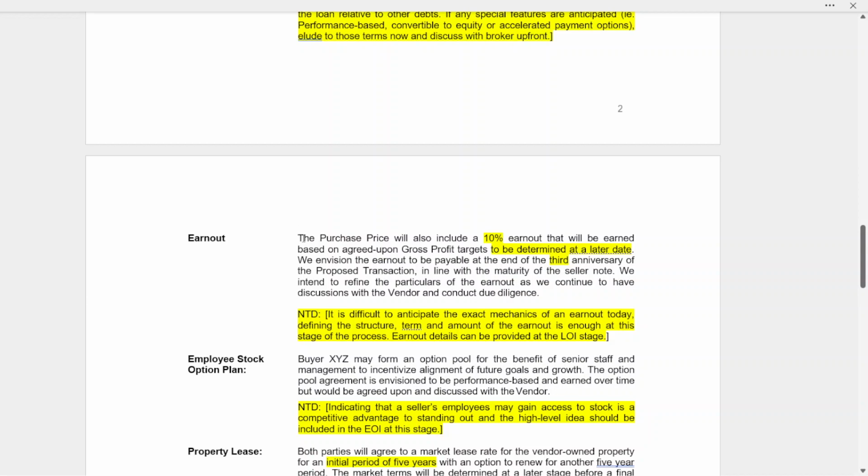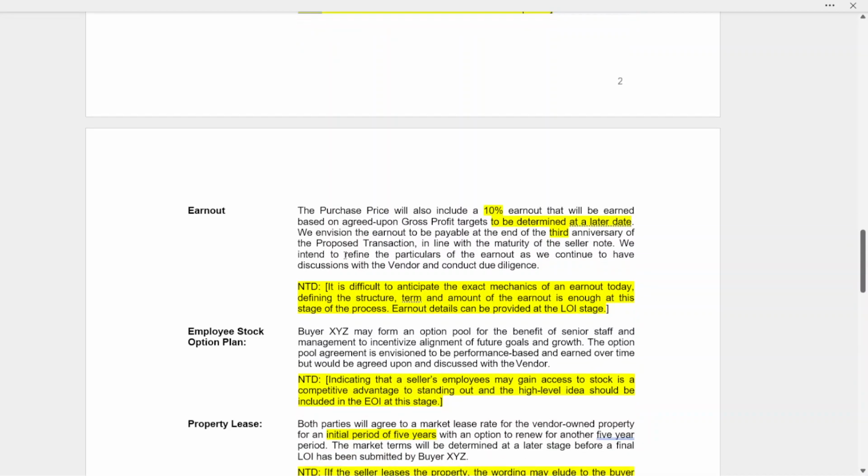So this is enough for the seller to make a decision and say, am I comfortable, A, in accepting gross profit targets? Should it be revenue targets? And then B, am I comfortable in waiting 3 years for performance-based earnouts? Or should I get more of that performance-based compensation earlier and sooner than the vendor note? So these are some of the considerations to think about.